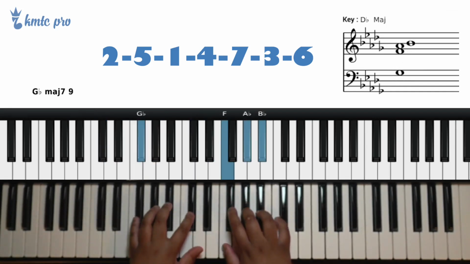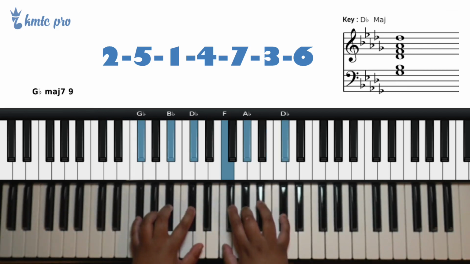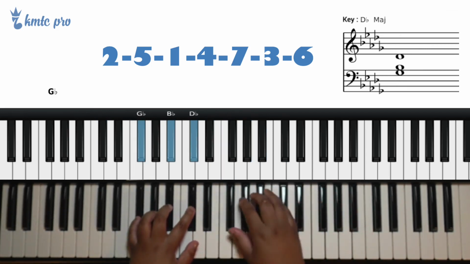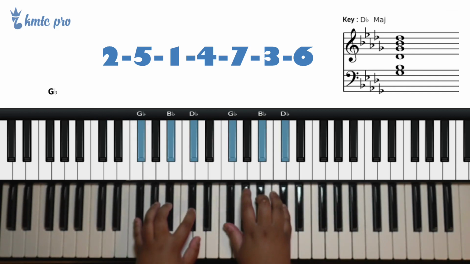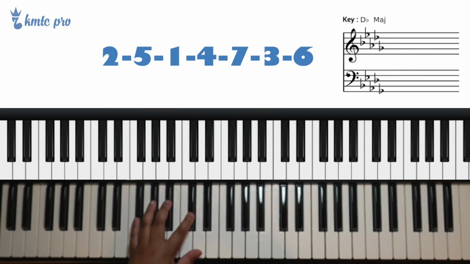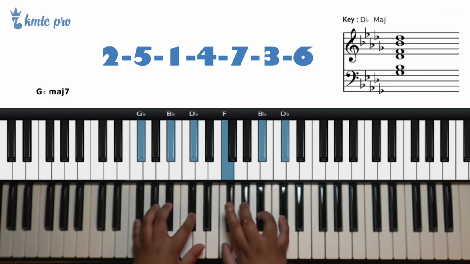And then after the 1, I'm going to my 4, which is a G flat major. 4 is major, right? So you could play a G flat major, which is kind of boring. I mean, it sounds fine. You could do that. What I like to do is add the extension. So you can play it with the 7th or the 9th. I like to play it like this with a G flat major 7.